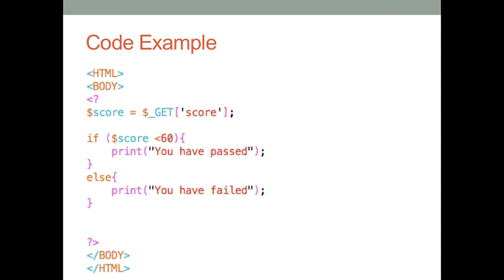So here's a code example. We get the score from a form, so the user types in what their score was. And then we test, is it less than 60? If it is, you've passed. If it's not, you've failed. So the difference with that one is that before we didn't have an else that explained what happened when you didn't pass, when the if statement wasn't true.